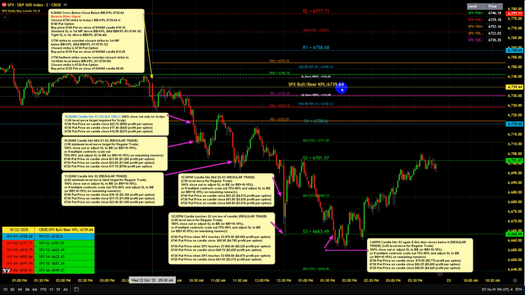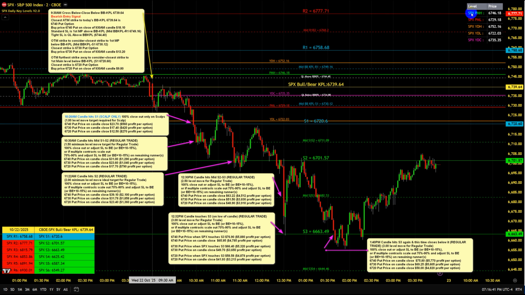What these levels are primarily used for early on in the session is take profit levels and target exits for either bullish or bearish trades that you get an entry signal for from the bull bear key price level. For example, the R levels above the bull bear key price level are your take profit levels for bullish trades that are derived and triggered from the bull bear key price level, and the main levels below are going to be take profit levels for bearish entry signals that are triggered and derived from the bull bear KPL.